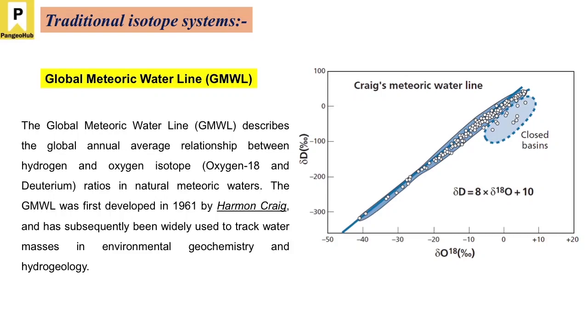So this is a very important concept. Any meteoritic water, you can track whether it lies in the range or not, or whether it is an isolated system, an isolated water body. So this is a very important relation between oxygen and hydrogen isotopes.